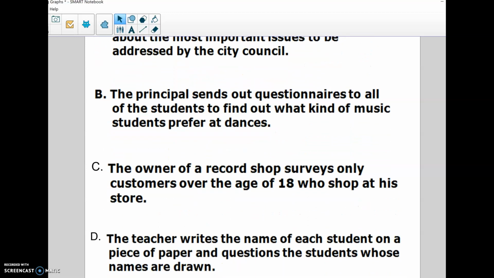C, the owner of a record shop surveys only customers over the age of 18. That's biased because he's only selecting people that are over 18. D, the teacher writes the name of each student on a piece of paper and questions the names that are drawn. That's not biased, it's random. She's putting every name on there and just randomly drawing.